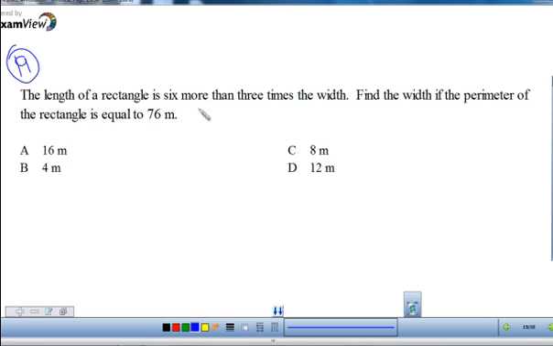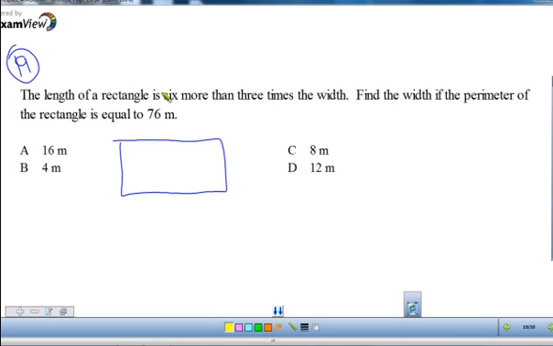Okay, the length of a rectangle is 6 more than 3 times the width. Find the width if the perimeter of the rectangle is equal to 76. So we're going to draw a rectangle, and then we're going to translate this statement right here. So we have 6 more than 3 times the width. So the length is 6 more than 3 times the width.